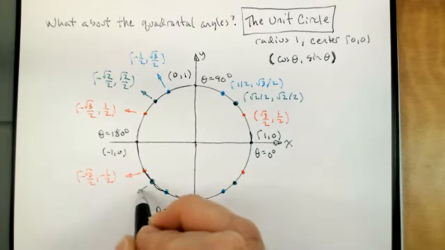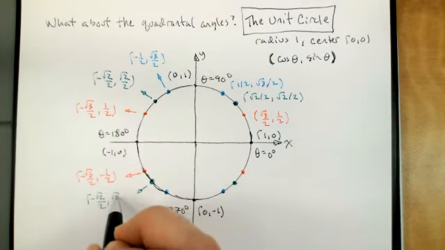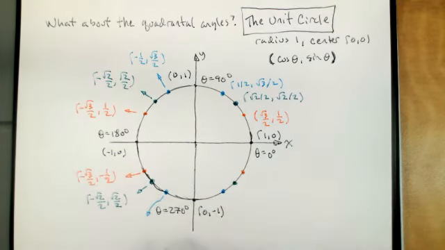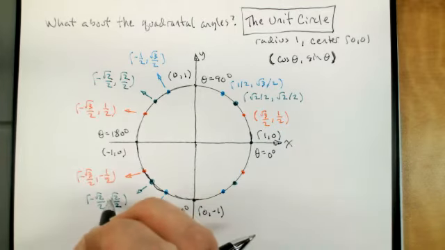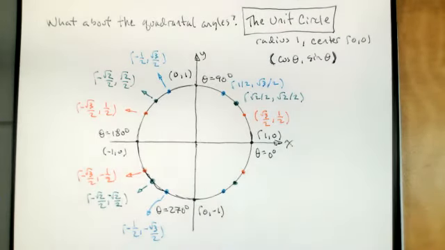The 225 will have negative √2/2, negative √2/2. And at 240, we'll have negative 1/2, negative √3/2. Both coordinates are negative because both sine and cosine, other way around, cosine and sine are negative.